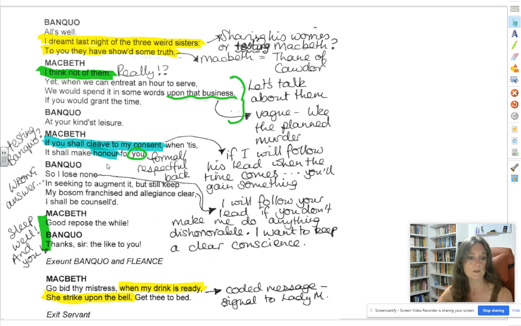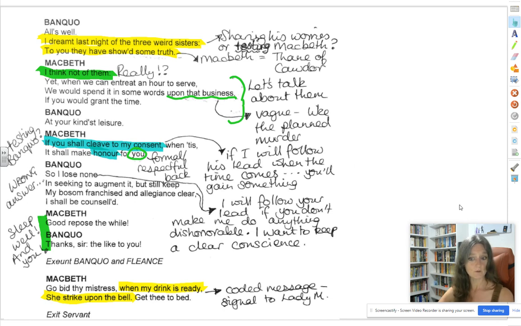Banquo answers, "So I lose none." So he says, yeah, I will follow your lead if you don't make me do anything dishonourable. I want to keep a clear conscience, my bosom franchised and allegiance clear. "I shall be counselled." He's kind of like, I'll wait for instructions though. Yes, I will follow you, but not if you make me do anything bad or anything that's going to make me lose honour. And I've just put up here, I think that that's the wrong answer. That's not what Macbeth wanted to hear.